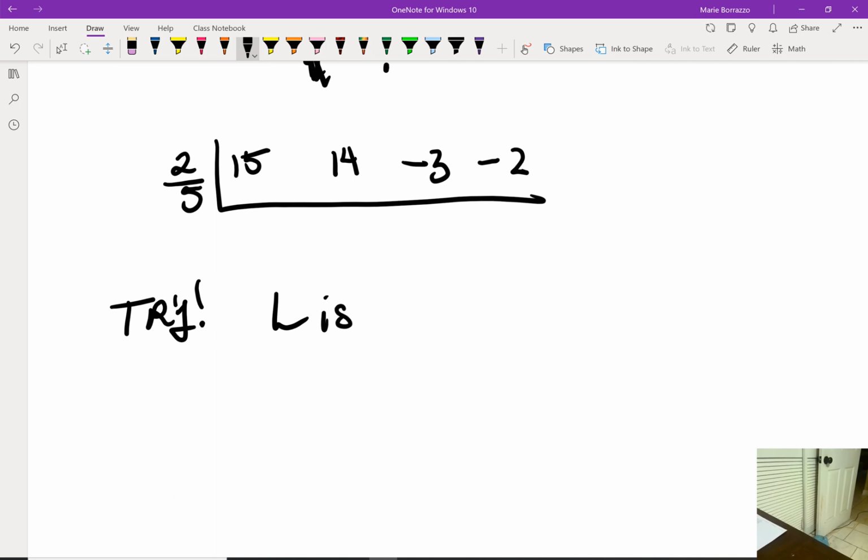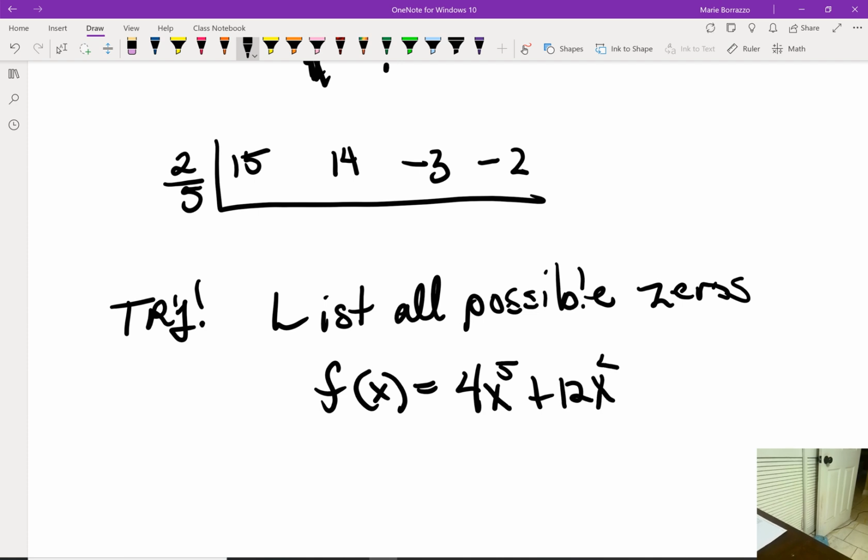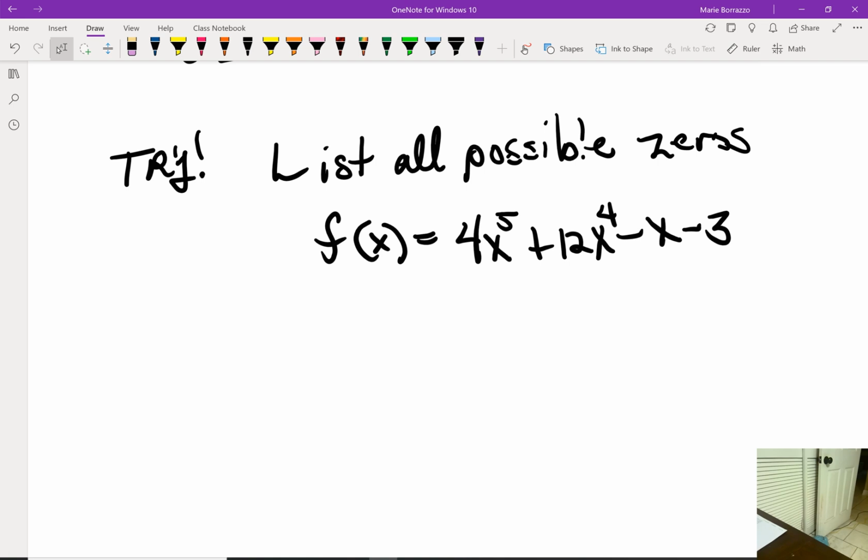Simply pause this once I'm done writing. List all possible zeros given f of x is equal to 4x to the 5th plus 12x to the 4th minus x minus 3. All right, go ahead, pause it, give it a try, and when you're done, remember this is just a list. This is not the actual zeros that I just modeled. We're just listing.